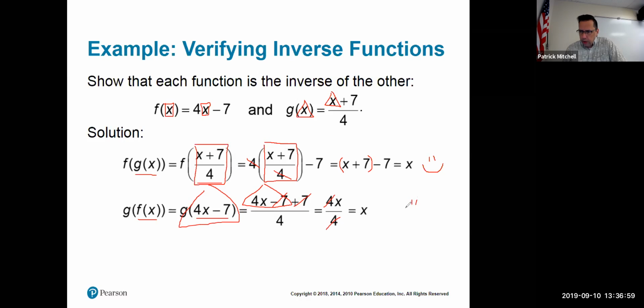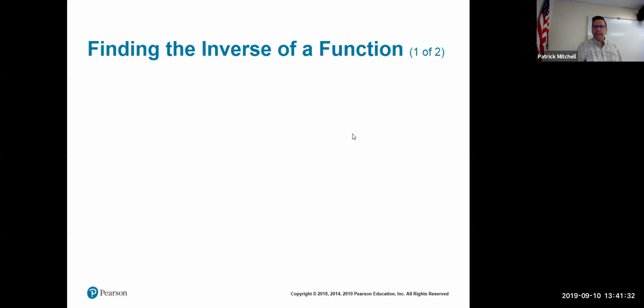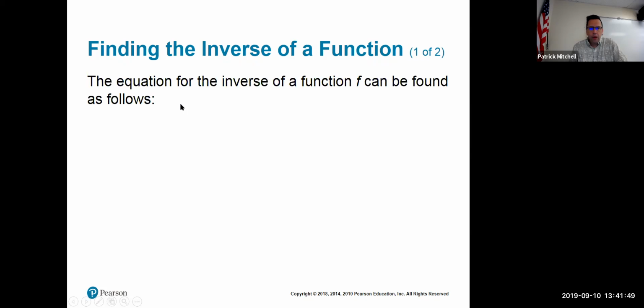Woohoo! Okay, and again, I was really hoping it would come out to be x because they told me these functions were inverses. So if anything else had happened, that means something's wrong. All right, so the next thing we're going to talk about is when they only give you one of the functions, how do you find the inverse of that function? Assuming the function has an inverse, all right, that's something we still have to talk about. Not all functions have inverses. We'll talk about that later. Okay, so these are the steps for finding the inverse of a function.